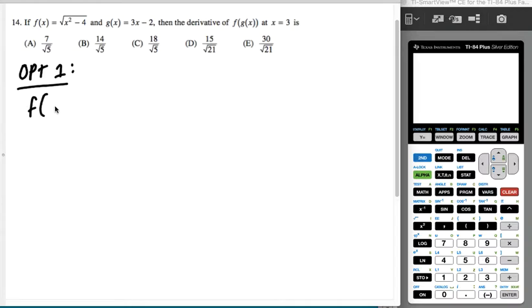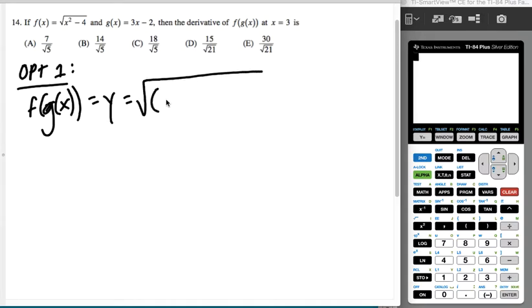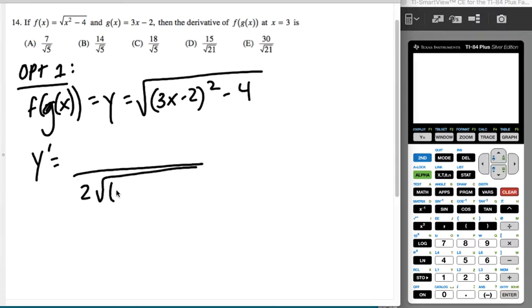So I probably would have found f of g of x and said, hey, that thing that I'm just going to call y is the square root of, I plug in g into the f function. So it's going to be the square root of this g function squared minus 4. So that means my y prime, meaning the derivative of f of g of x, is going to be 1 over 2 root stuff, which is this ugly, distracting, crazy mess, times the derivative of the stuff, which is going to be 3x minus 2 quantity to the first times the derivative of the 3x minus 2.